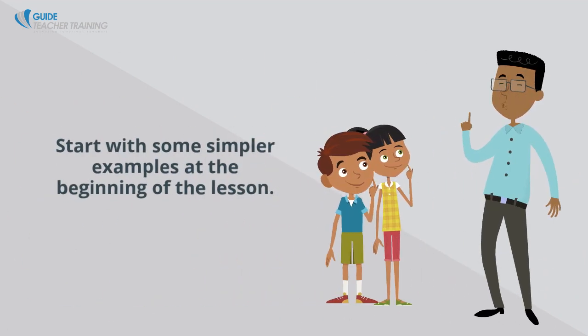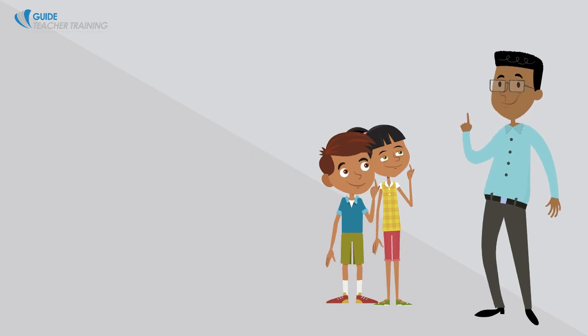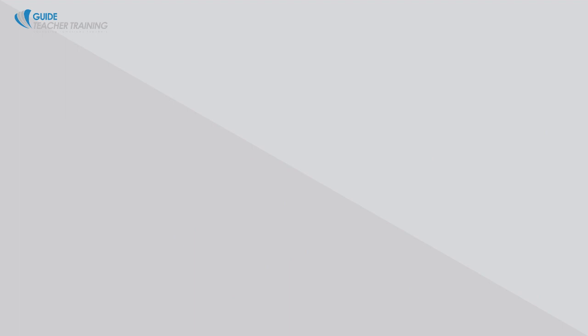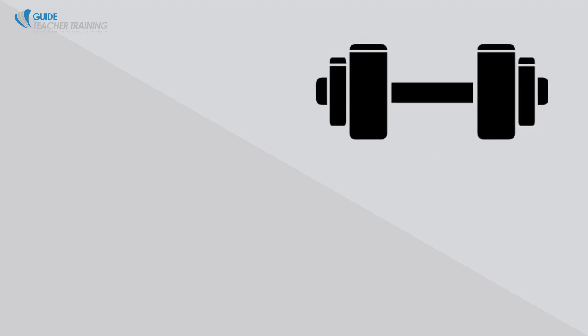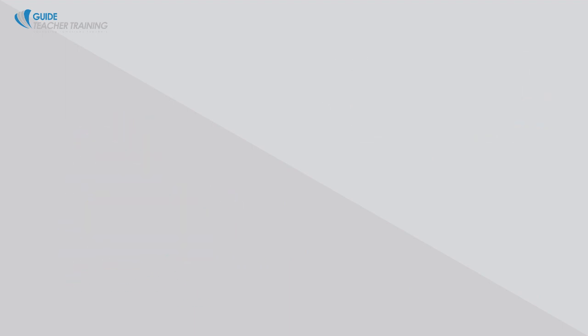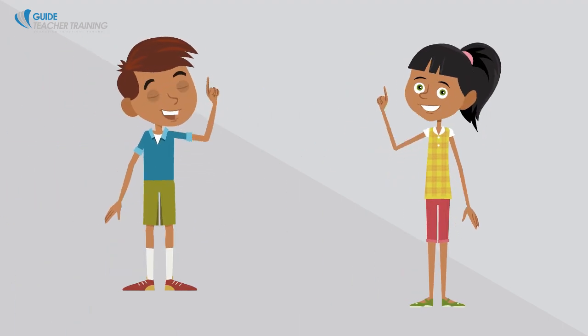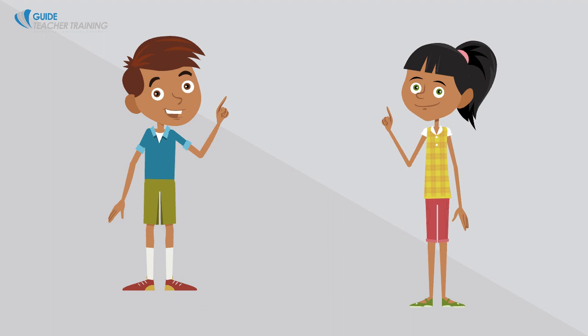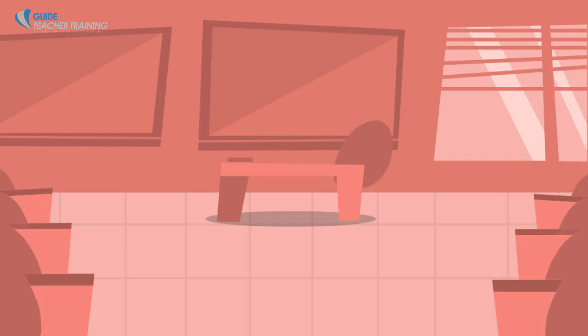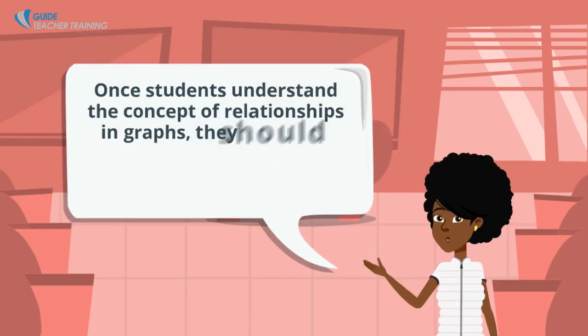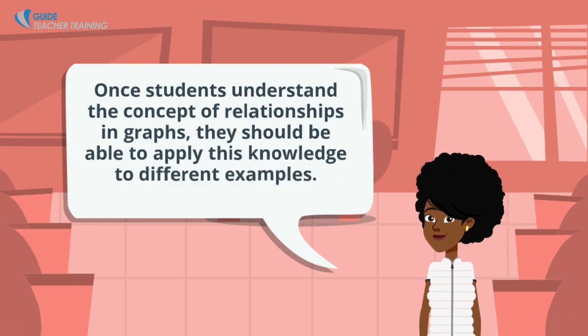Start with some simpler examples at the beginning of the lesson. Perhaps choose variables that are more relatable to students. Draw a graph showing the time spent in a gym against muscle mass, or plot a graph of time worked against amount of money earned, and get students to practice describing the relationships between the variables. Once students understand the concept of relationships in graphs, they should be able to apply this knowledge to different examples.